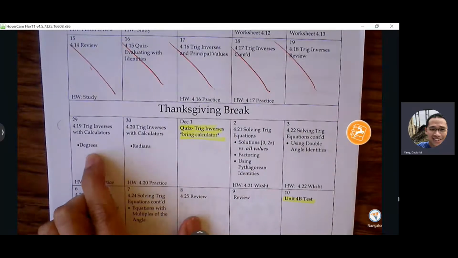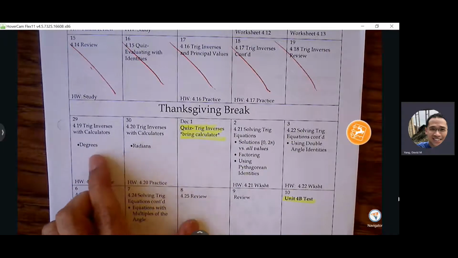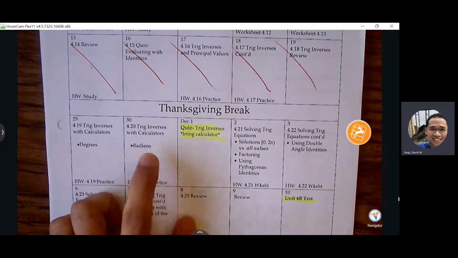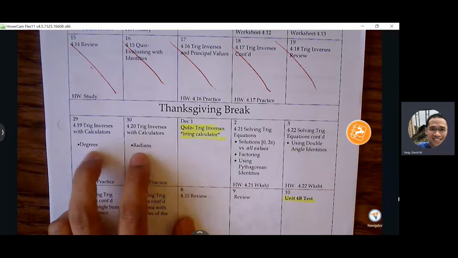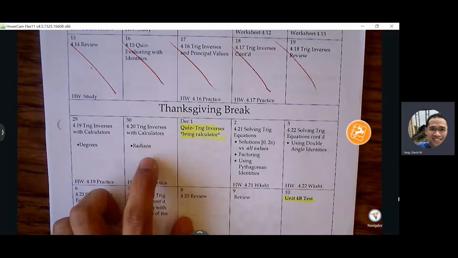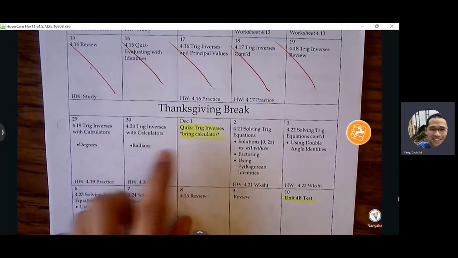Really not a whole lot today, but tomorrow we're going to be building off of it, because we do degrees first, just because it's a little bit easier visually. But then when we get down to radians, we're going to apply the same thing. But instead of 180 and 360, we're going to be dealing with pi and 2 pi. And then we should be able to get in some good review tomorrow as well.